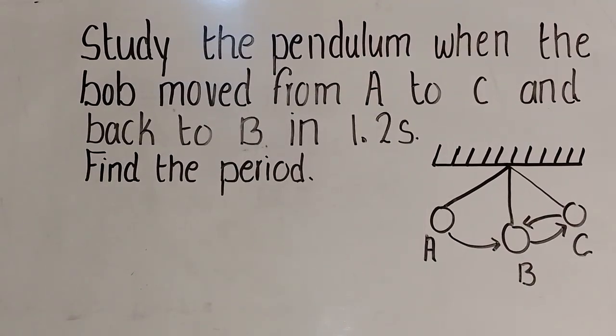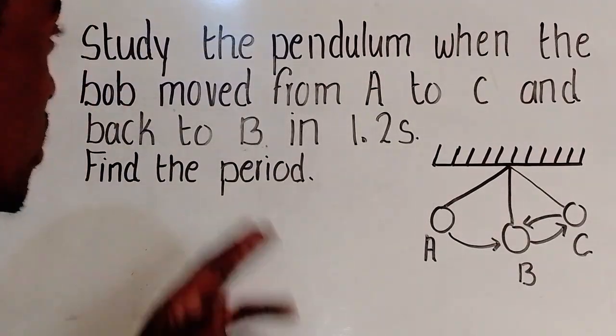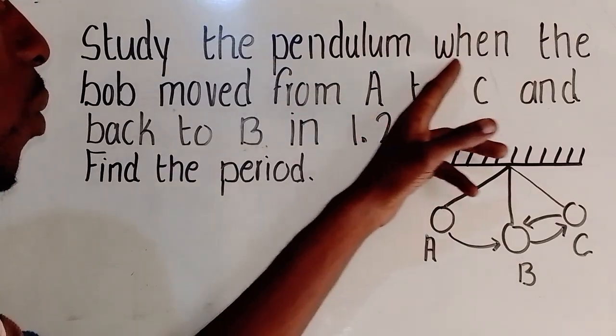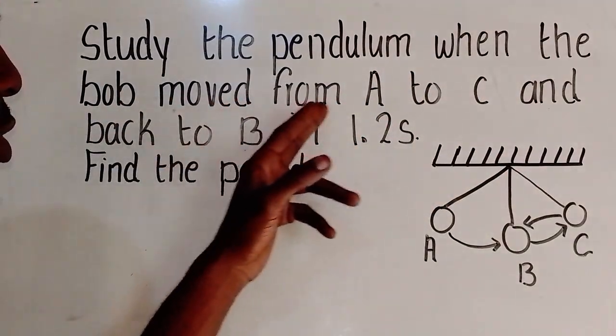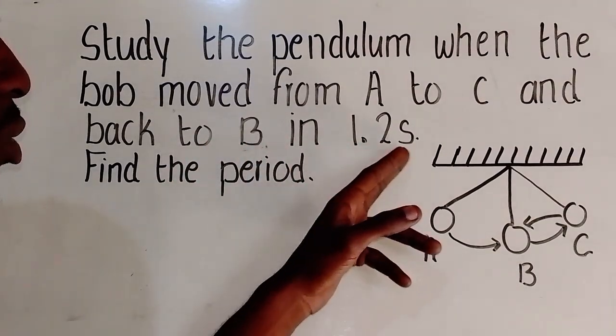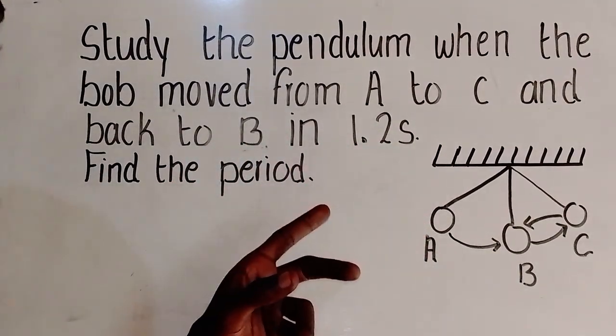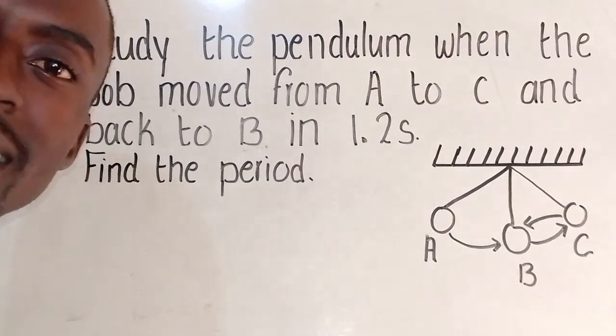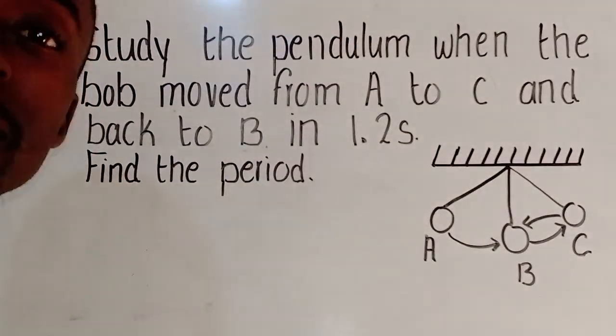Okay, so we have a physics question that says: study the pendulum when the bulb moved from A to C and back to B in 1.2 seconds. Find the period. Now you need to understand that here we are talking about a simple pendulum.